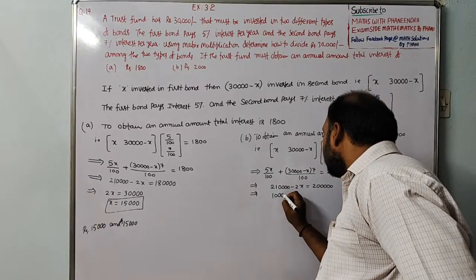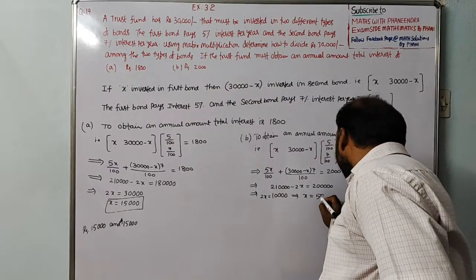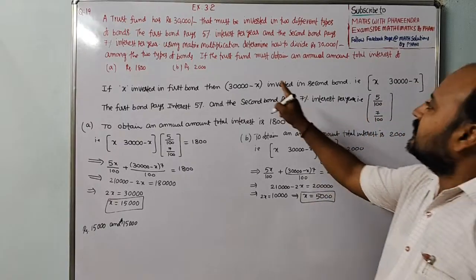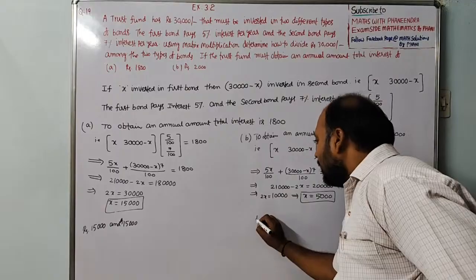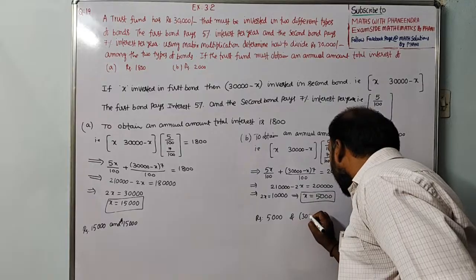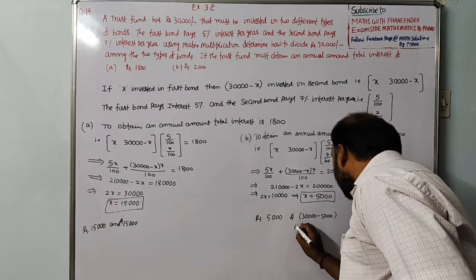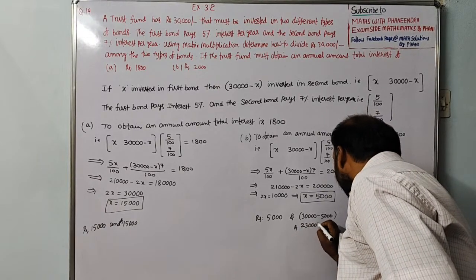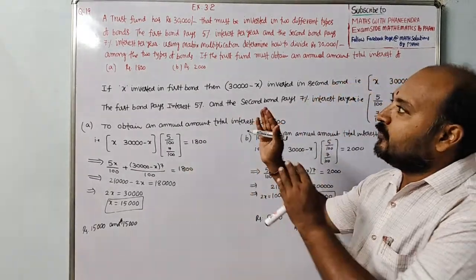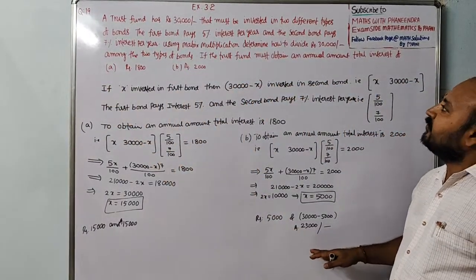Yes, these values bring to the side. So 10,000, 2x is equal to 10,000. That implies x is equal to 5,000. Whenever x is 5,000, 30,000 minus x will come, no? So therefore, the invested amounts are 5,000 and 30,000 minus 5,000, that is 25,000. So the total amount is 15,000 in question A. In question B, 5,000 as well as 25,000.